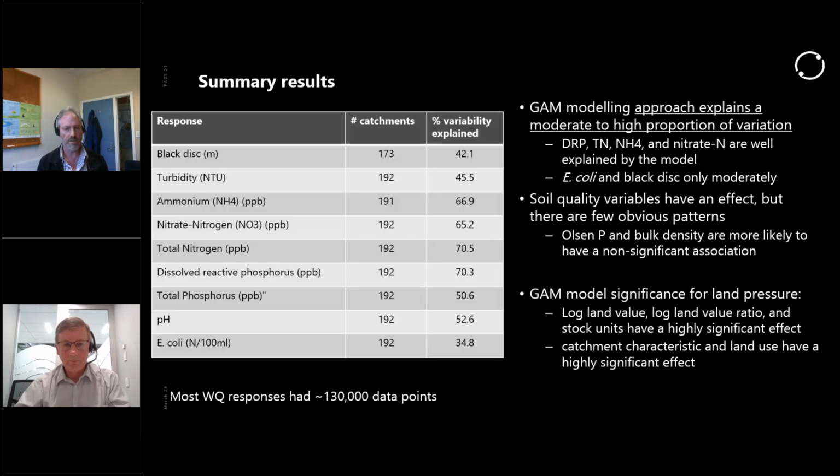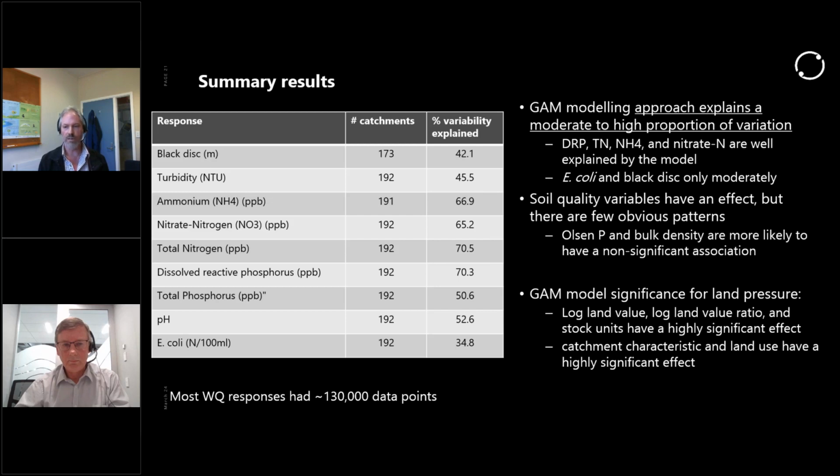This slide shows for many of the catchments how the modelling went, how it explained some of the things that we were interested in. So the modelling approach explains a moderate to high proportion of the variation, particularly for nutrients, dissolved phosphorus, total nitrogen, ammonium N and nitrate N were well explained. Things like E. coli and black disc were only moderately explained.